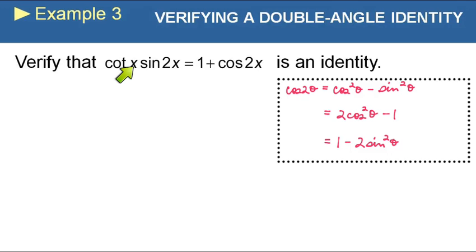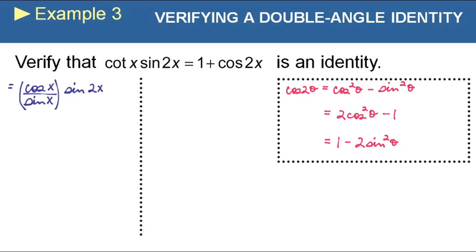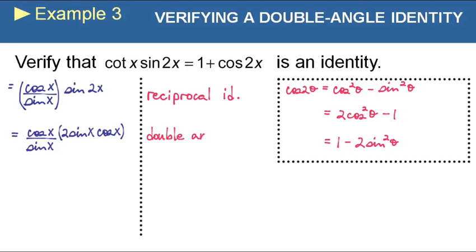So now let's go back to the left side, and we will replace cotangent of x with cosine over sine, and we will replace sine of 2x with 2 sine x cosine x, and that's because of our double angle identity. Now, because we have sine in the top and sine in the bottom, those will reduce, and we're left with 2 cosine squared x.